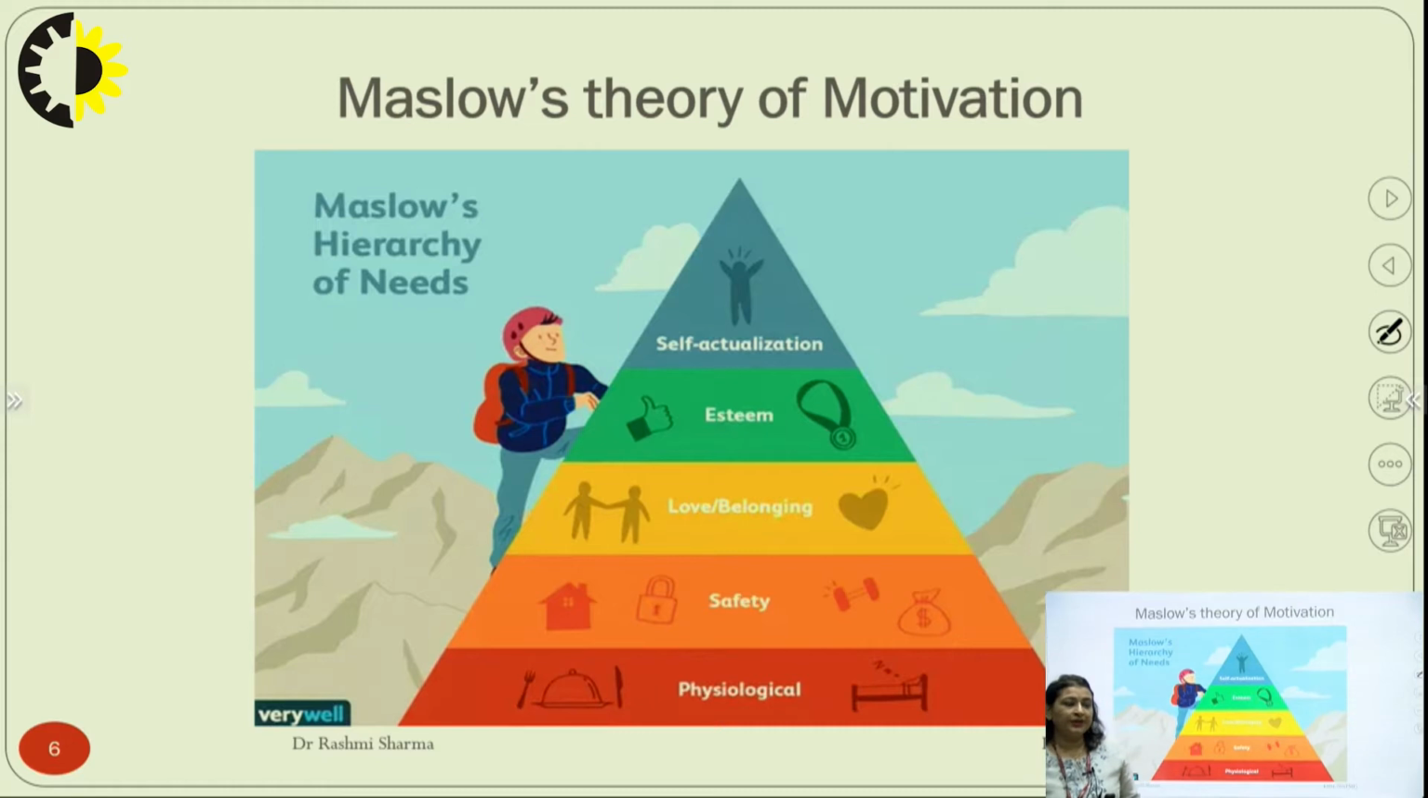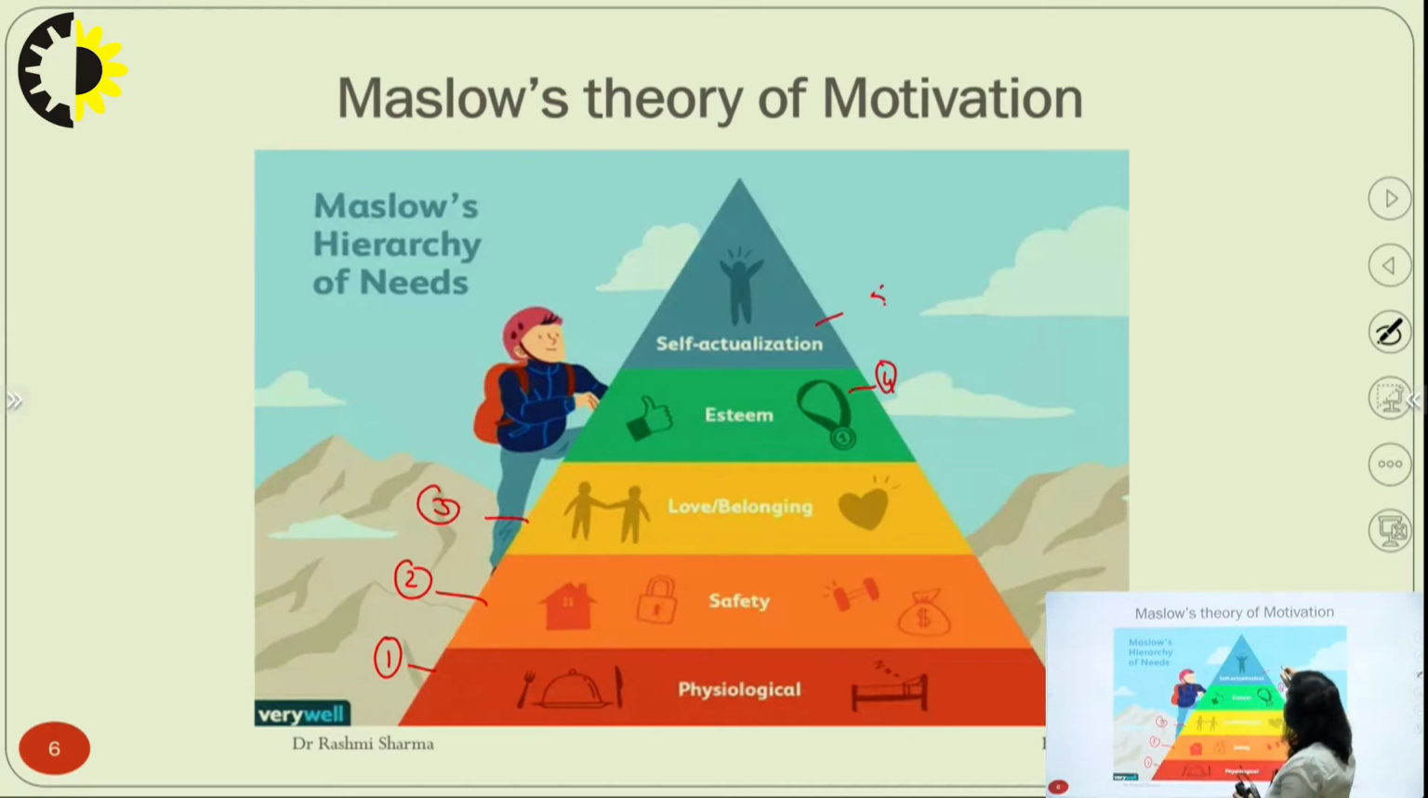So the first theory is Maslow's theory, and in this theory you can see the hierarchy. This is the first level, the physiological level. Second is the safety level. Third one is love and belonging. Fourth one is esteem, and the fifth one is self-actualization. So these five parts of this pyramid we would be discussing.